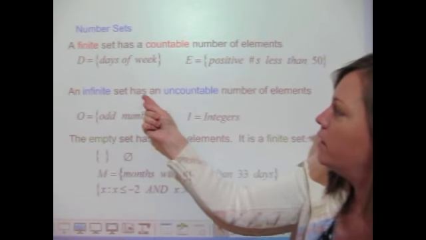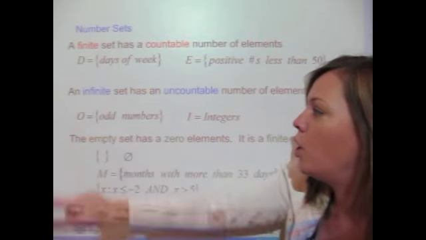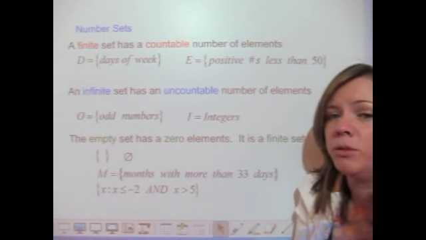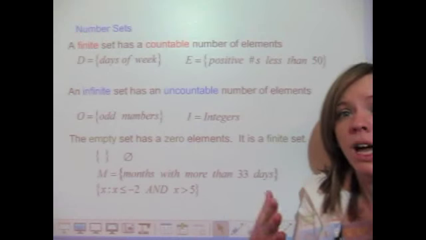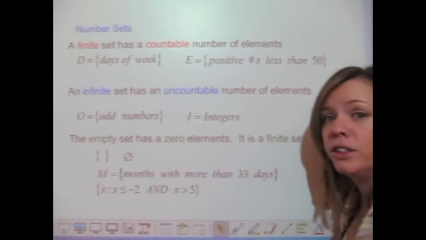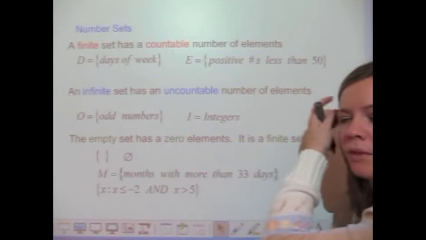An infinite set, on the other hand, has an uncountable number of elements. So if I had the set O, which I defined as odd numbers, well, there's an infinite number of odd numbers, right? They go on to infinity. Even though it's not all of the numbers, there's still an infinite number of them. Or the set I, integers. There's an infinite number of integers. They keep going up, they keep going down.